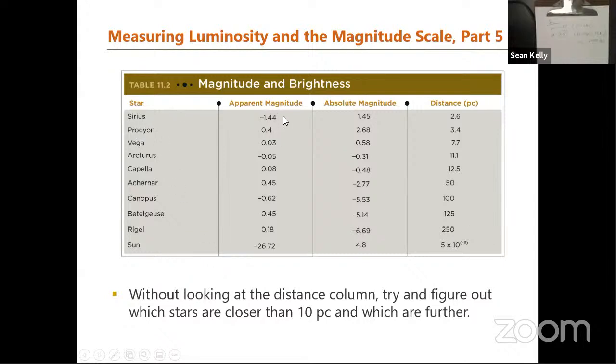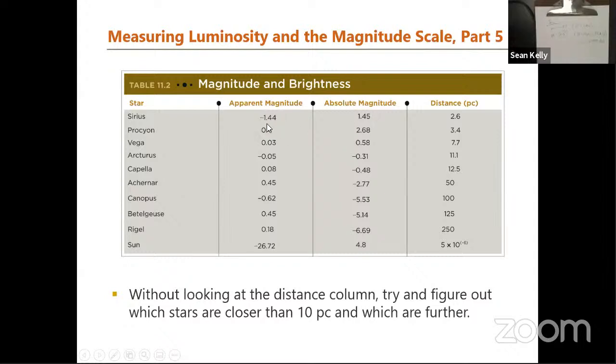So let's take a look at Sirius. Sirius has an apparent magnitude of negative 1.44 and an absolute magnitude of 1.45, right? So is this brighter or dimmer? Well, it's a higher number, so it's dimmer, right? So what happens when we took Sirius from wherever it is to 10 parsecs, it got dimmer. We must have moved it further away, right? And when you look at the actual distance, you can see, yes, it's 2.6. So when you move it from 2.6, which is right here, negative 1.44, to 10 parsecs, which is the absolute magnitude, you get something dimmer.